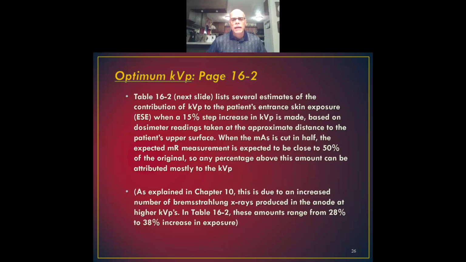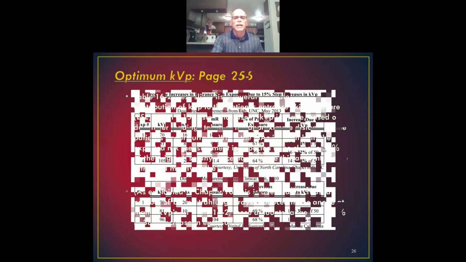And it says, as explained in Chapter 10, this is due to an increased number of bremsstrahlung x-rays produced in the anode at a higher kVp. In Table 16.2, these amounts range from 28% to 38% increase in patient exposure. I'm going to go over that in just a second.